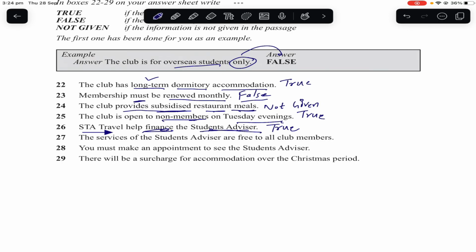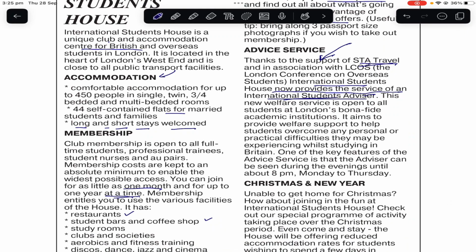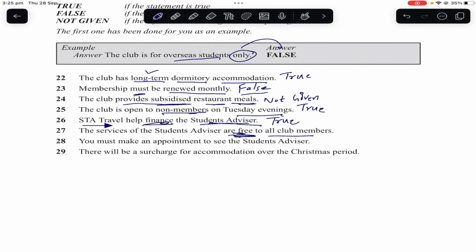Next one. The services of the students advisor are free to all club members. So here are the keywords: all the club members, and free. Let's have a look. So I'll start reading from this point onwards. This new welfare service is open to all students at London's bona fide academic institutions. It aims to provide welfare support to help students overcome any personal or practical difficulties they may be experiencing while studying in Britain. One of the key features of the advice service is that the advisor can be seen during the evenings until about 8 p.m., Monday to Thursday. Now they did say we can see the advisor from Monday to Thursday up until 8 p.m. However, they didn't say anything about the service being free. They didn't even say the service is paid. If they had said the service is paid, that would have been false. But they neither said the service is paid, nor said the service is free. That means this information was not given.